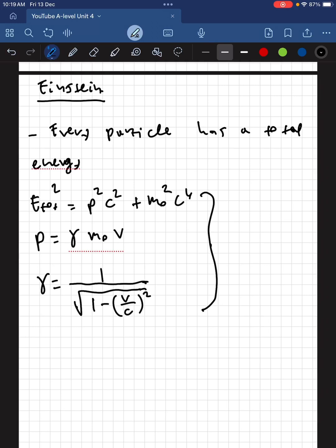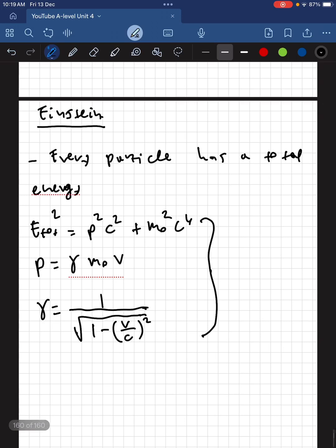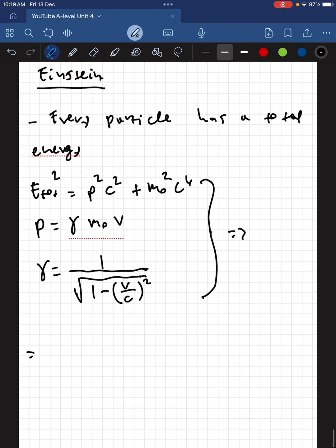So let's substitute this gamma into the equation. Pretty much what I'm going to do is that since p is gamma times m naught times v, I'm going to plug this in, and I want to develop a relationship between the total energy and v over c, just like we did here with the classical kinetic energy. So let's plug everything in. I know it's scary, guys, so I said from the beginning, this is optional, so I'm going to write here, optional. You don't need to know these things. All you need to know is that as particles speed up, their mass increases. But anyway, let's do this.